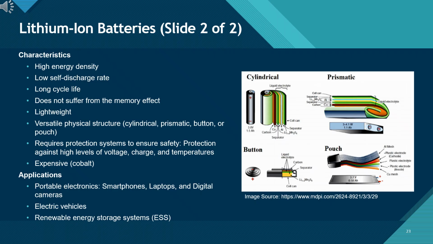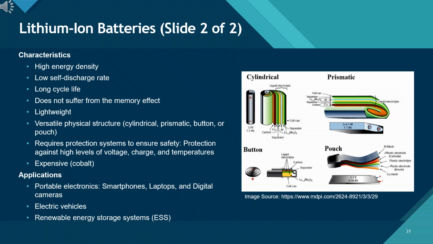Lithium-ion batteries, slide 2 of 2. Now, let's wrap up with some key characteristics of lithium-ion batteries. These cells stand out because of their high energy density, low self-discharge, and long cycle life, which is why they dominate EVs and portable electronics.